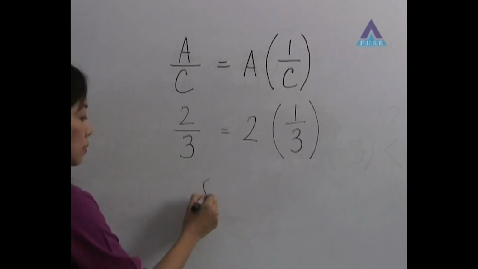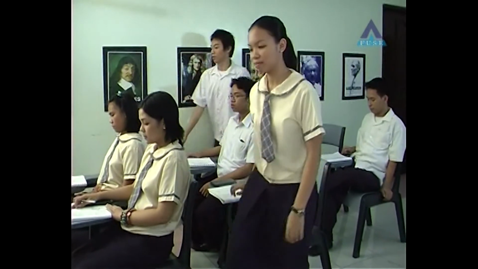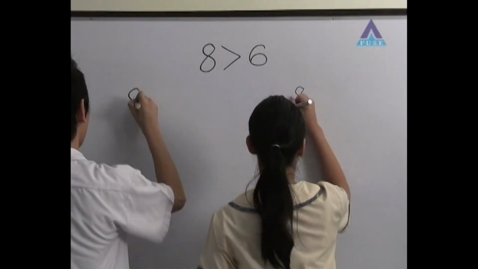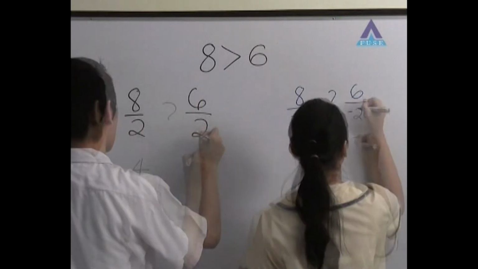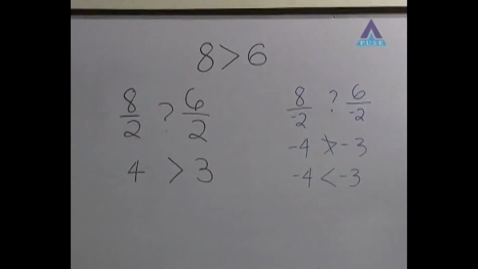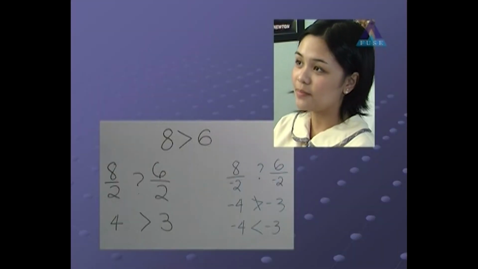Let's consider 8 and 6. Note that 8 is greater than 6. Now divide both sides by 2 and then by -2 and see what happens. I'll do +2. And I'll do -2. You're right, ma'am. It's just the same. The inequality reversed when a negative number was used as divisor. It does look that way, doesn't it?